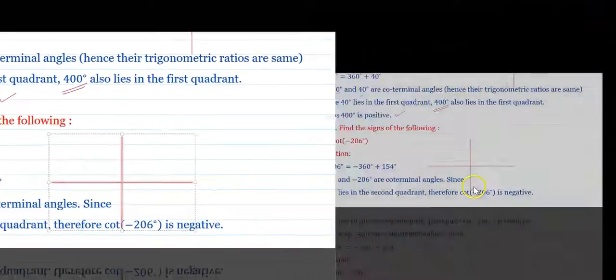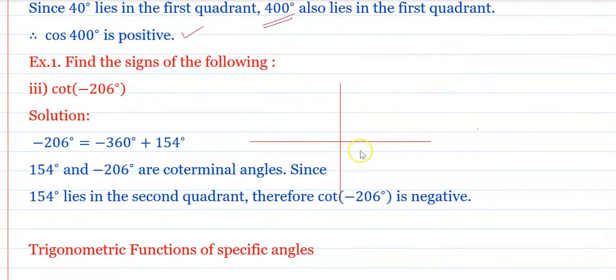Okay, the angle is minus, so I will go in a clockwise sense and start from here, and the terminal ray lies in the second quadrant. In the second quadrant only sine is positive, and therefore cot is negative, and hence I will directly write that cot of minus 206 is negative, or you can solve it like this also.